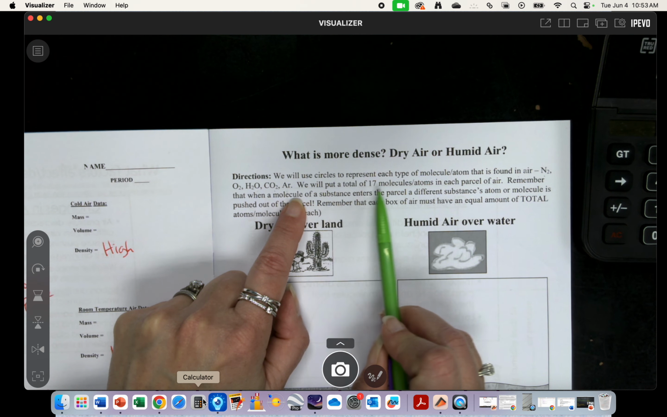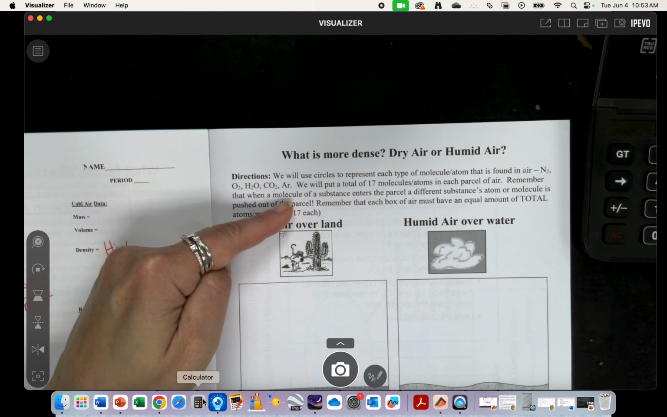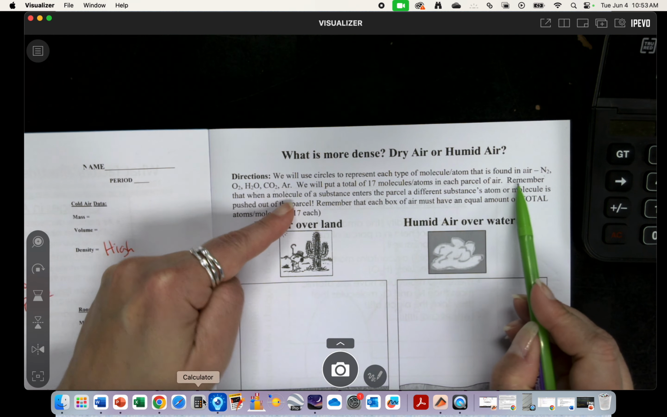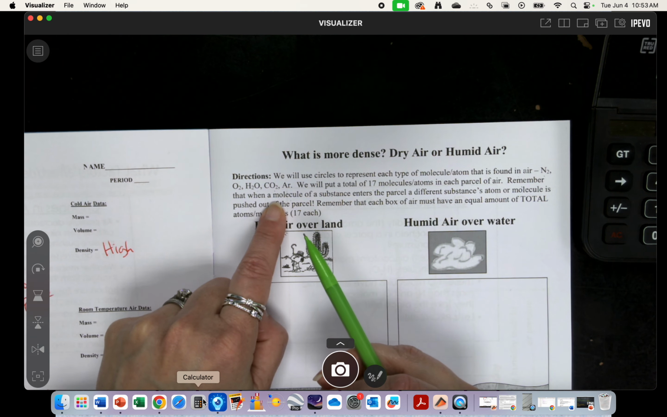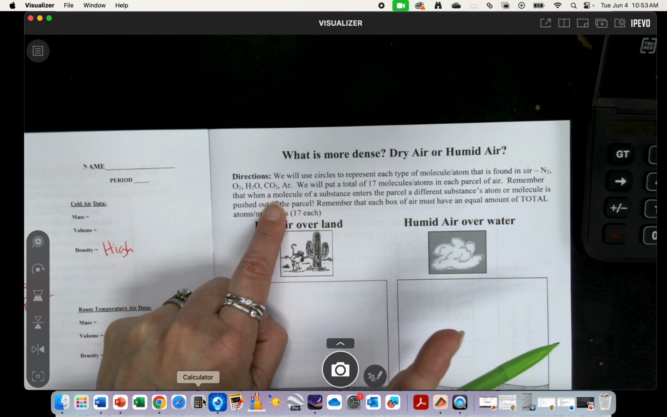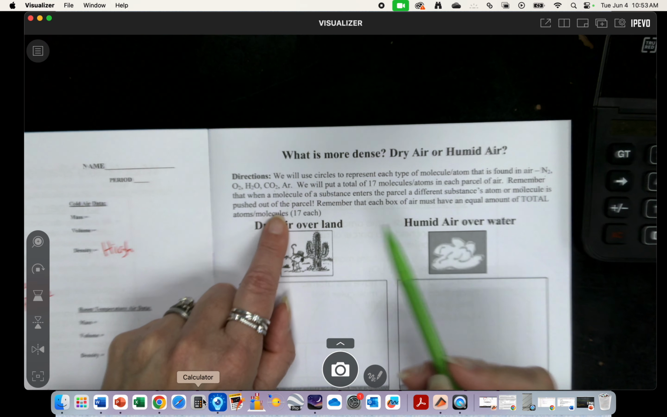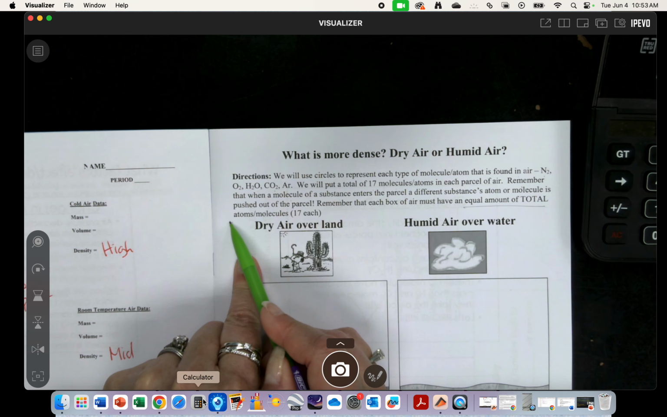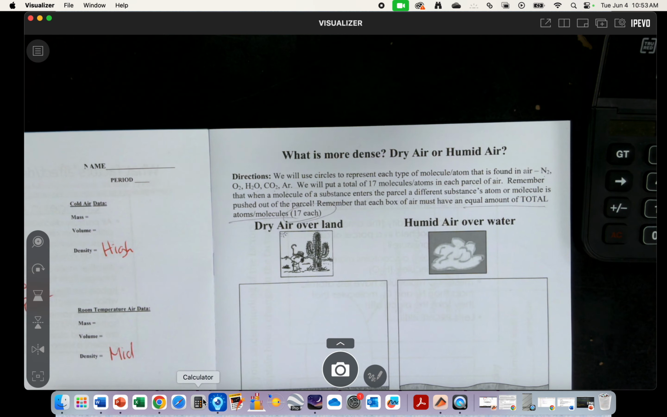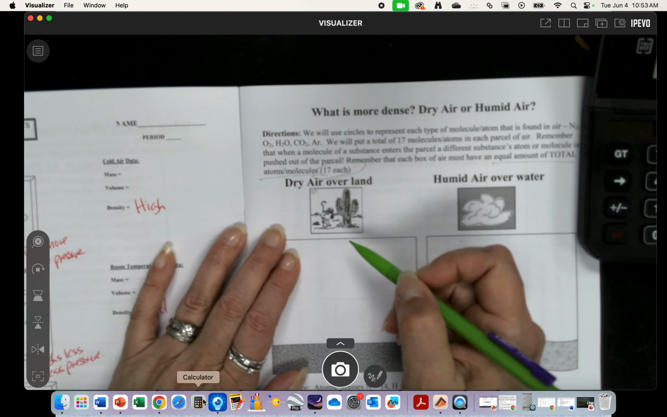We will put a total of 17 molecules or atoms in each parcel of air. Remember that when a molecule of a substance enters the parcel, a different molecule is going to get the boot, or pushed out of the parcel. Remember that each box of air must have an equal amount of total atoms or molecules, which is 17 each. Okay? So we're going to draw some dry air over land.